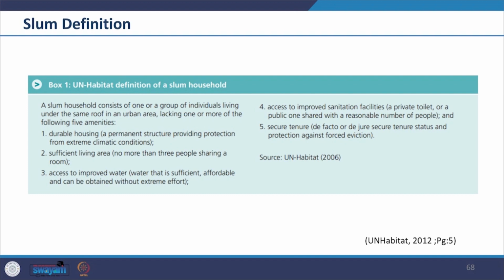Last, we see secure tenure. Secure tenure means that it gives them right to the land or the house which they live in, and there would not be any forced eviction from that particular place. As per the UN document of 2012, what is considered as slum customarily depends on local and regional perception of housing standards and social conditions. So we will see that the definition would also vary from place to place. So we will see how we define slum in Indian context.